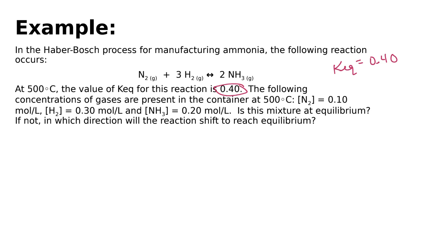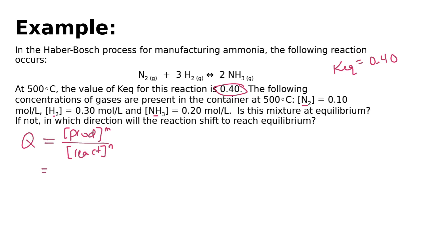The following concentrations of gases are present in the container. So they know that the system is closed. They know that there's a little bit of reactants and products, but again, they're not sure whether it's reached equilibrium. So it's a little snapshot of what's happening at this instant in time. So they tell us the concentration of nitrogen, they tell us the concentration of hydrogen, they tell us the concentration of ammonia. They say, is this mixture at equilibrium? So remember we said that we're going to set up a reaction quotient, which is exactly the same as setting up a KEQ, which means I'm going to take the concentration of my products raised to the power of whatever the exponents are, or the coefficients are, divided by the concentration of reactants, again, raised to the power of whatever the coefficients are.